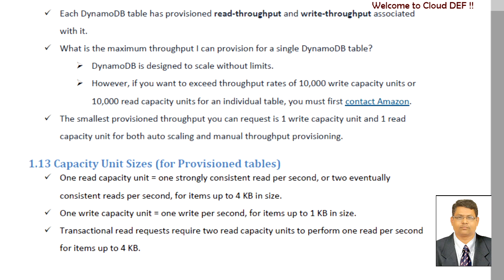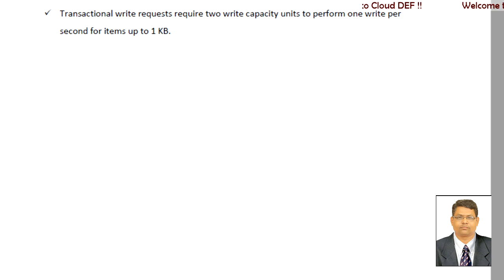1.13 Capacity unit sizes for provisioned tables. 1 read capacity unit equals 1 strongly consistent read per second, or 2 eventually consistent reads per second, for items up to 4 KB in size. 1 write capacity unit equals 1 write per second, for items up to 1 KB in size. Transactional read requests require 2 read capacity units to perform 1 read per second for items up to 4 KB. Transactional write requests require 2 write capacity units to perform 1 write per second for items up to 1 KB.